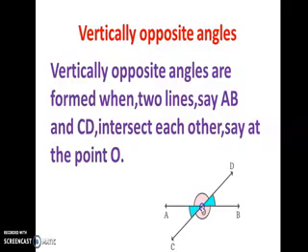Now observe, two pairs of vertically opposite angles are formed. Yes, one pair is angle AOD and angle BOC. Can you find the other pair? Yes, that is angle BOD and angle AOC, isn't it? These two are the vertically opposite angles. I hope you understood, children.